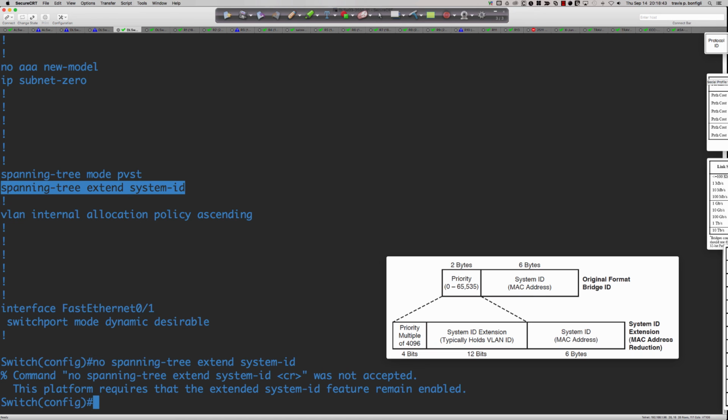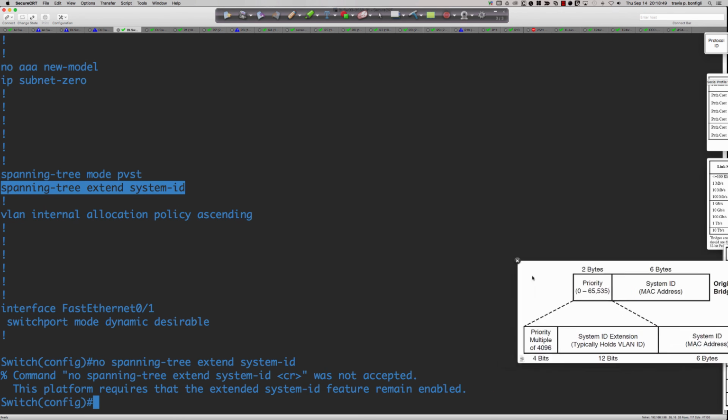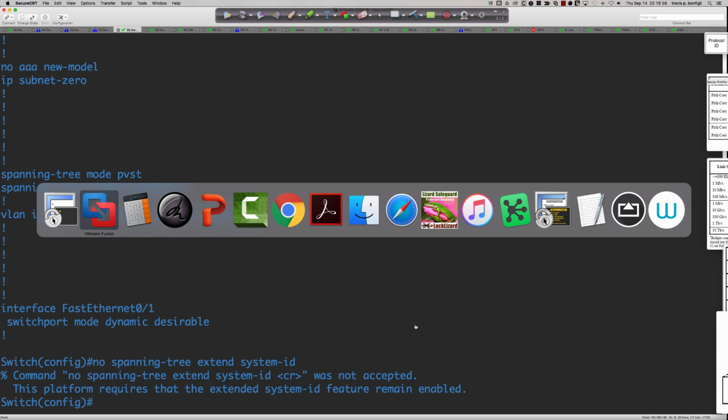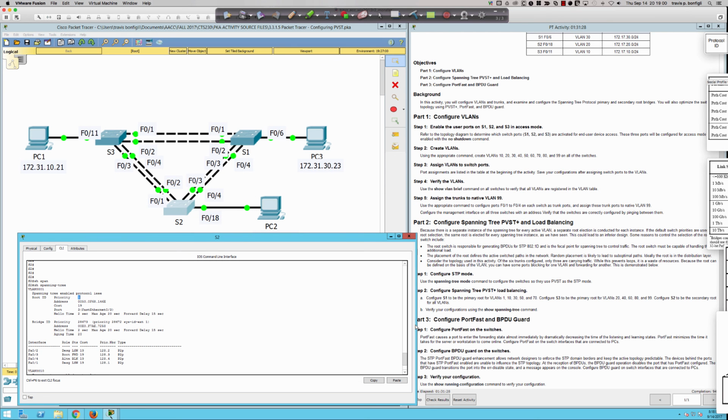But on older switches, you could remove that if you were okay with using MAC addresses, and you wanted that legacy feel to things. But you can't do it here, and realistically, it doesn't make sense. You're not going to do that. But I wanted to cover why we have that system extension ID.